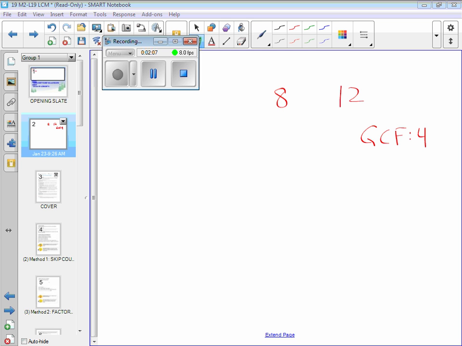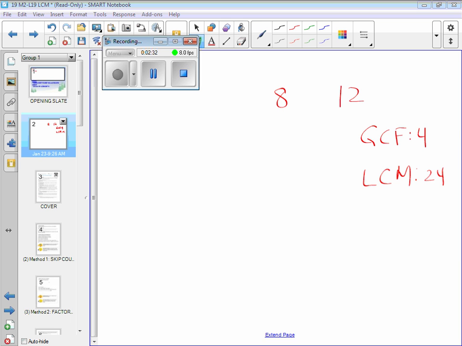No, because 8 can't go into 2. 2 can go into 8, but that's not what I'm asking. What's the smallest number that 8 can go into and 12 can go into? Now you got it. 24. That's called the LCM, or lowest common multiple.